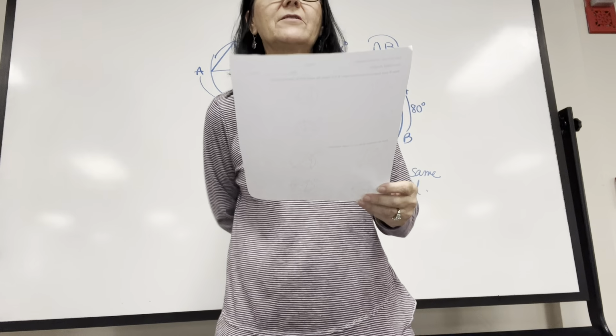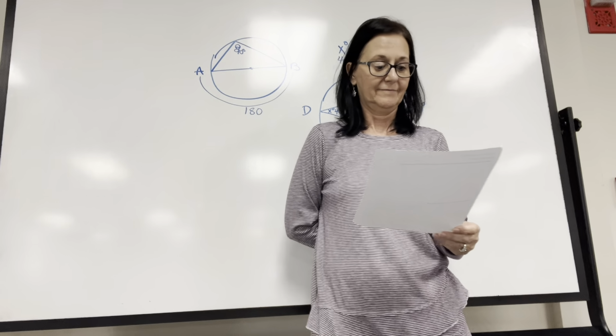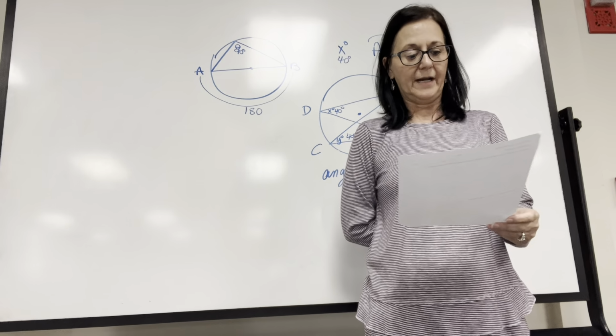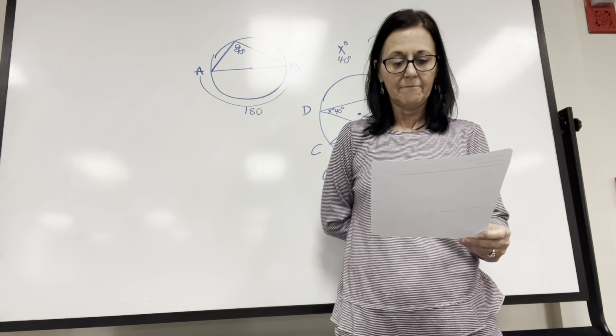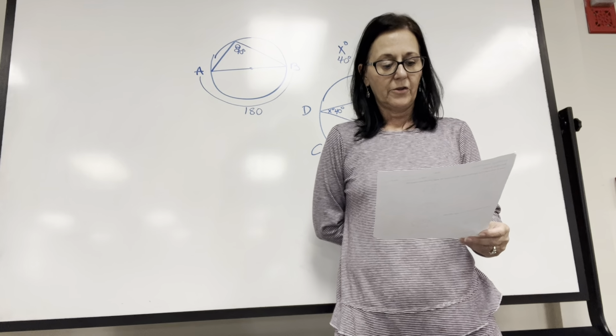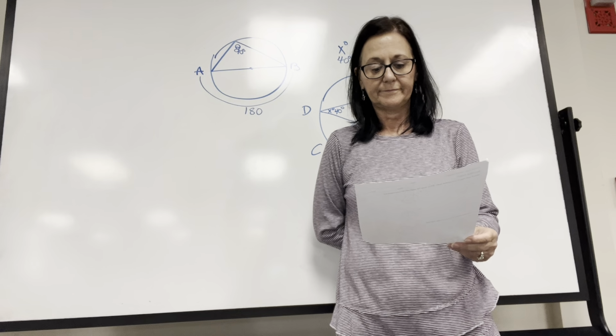All right, 5. Jack, you're actually going to solve. I think angle A is 40. Angle A is 40 degrees. That's right. Its intercepted arc is 80. So the question mark is 40.